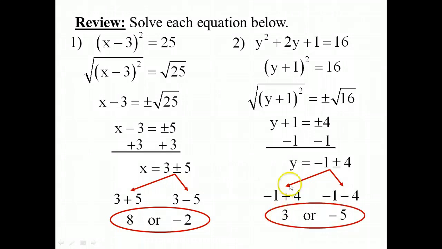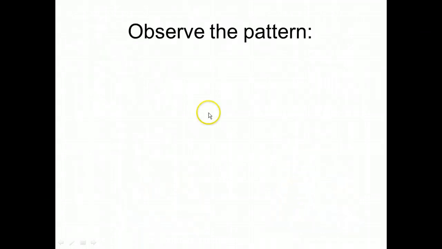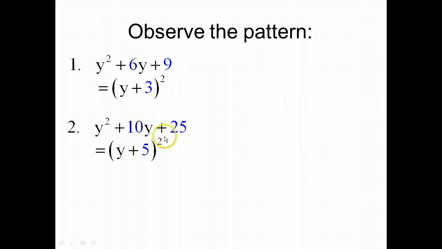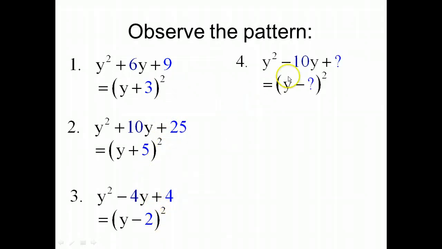3 and -5. Okay. So we observe this pattern that if we had y squared plus 6y plus 9, it factors to y plus 3 times y plus 3, which is y plus 3 squared. And we saw this over and over, which is useful because that means, well, if we don't know the number, we can still find it through this pattern. If I take half of b, which is 6, half of it, you get 3. And when I square this number, I get c.